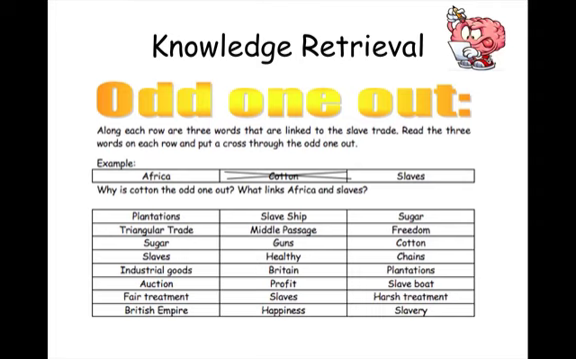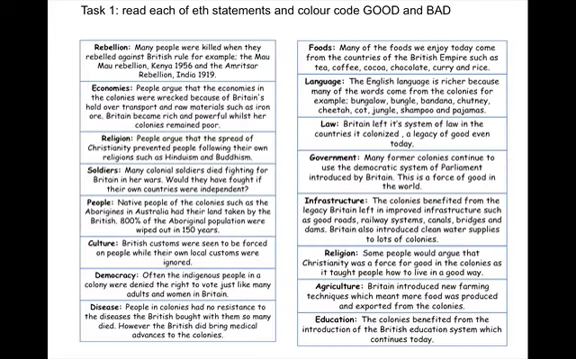There isn't an answer to this question, but there is the ability to express an interpretation. So knowledge retrieval: which is the odd one out? The format is on each of the lines, one of them doesn't work. Explain that reason. Right, task 1. Read each of the statements and color code whether or not it's identifying if the example is good or bad as a consequence of the British Empire.